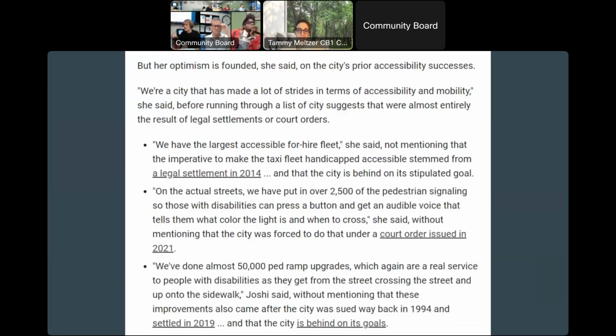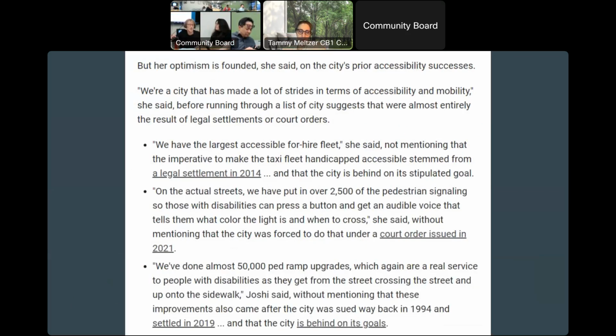Next, again, we talk about there are 3 different laws. This is again from the deputy mayor, and she points to the successes of these 3 different areas. One of them being the largest accessible for-hire fleet, also the streets with the pedestrian signals, as well as the ones for the pedestrian ramps.